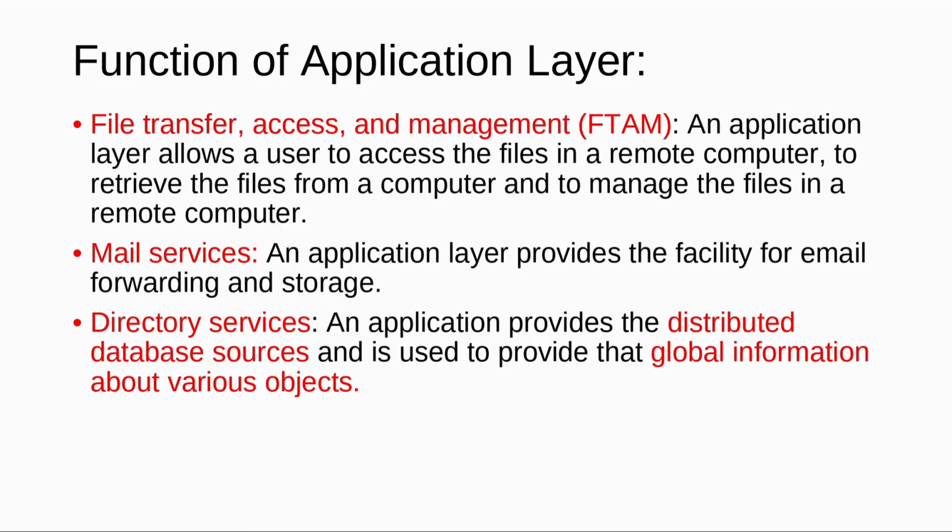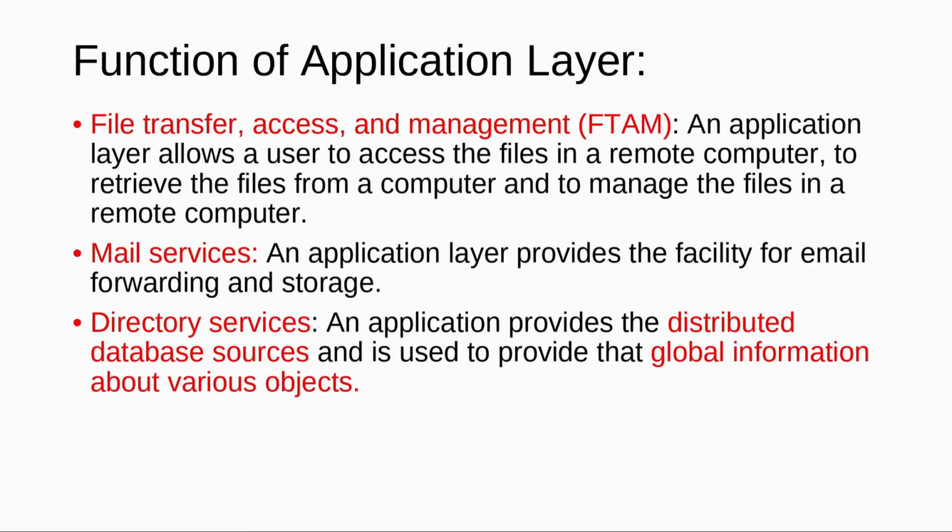So a distributed database resource means the resources are not stored in a single computer or a single server, but are stored in multiple places, and it is used to provide global information. So global information about various objects. An object is anything that is on the internet, right? So anything on the internet like user, password, printer, details of everything. And global information means that you can access the object from anywhere in the world. So basically that is what it means.